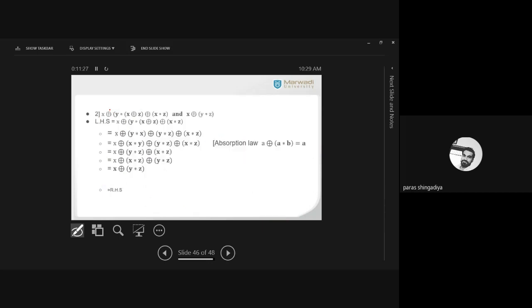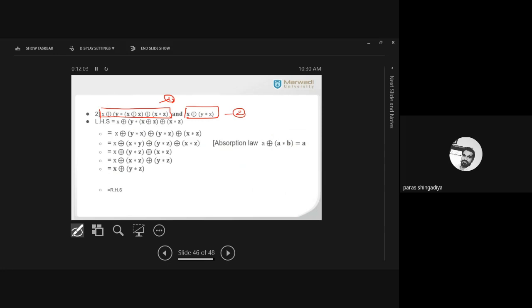Similarly, the second question is given that in the first one we have x ring sum bracket y star bracket x ring sum z ring sum x star z. That is your equation number 1. We have to compare it with x ring sum y star z, that is the equation number 2. Clear? That is 2 and that is 1. So here we check whether 1 is equal to 2 or not, means whether 1 is equivalent to 2 or not.